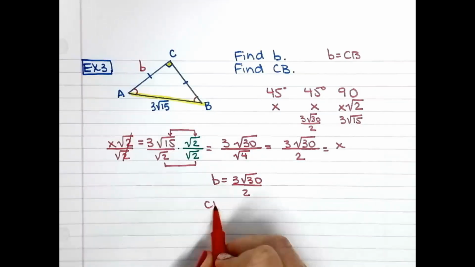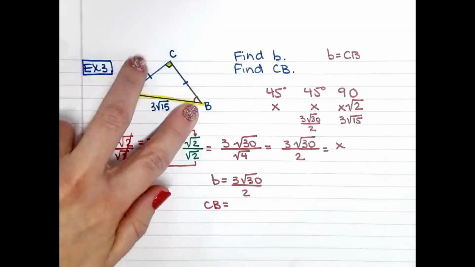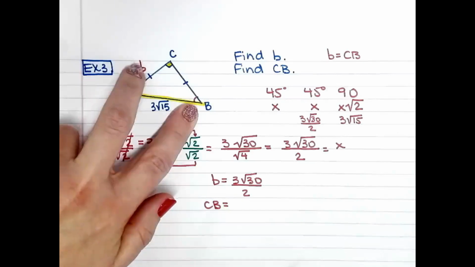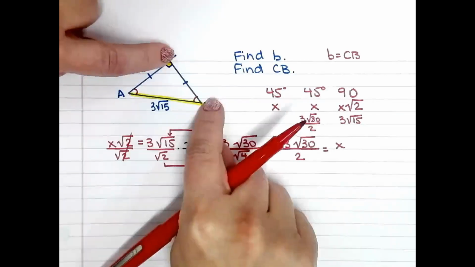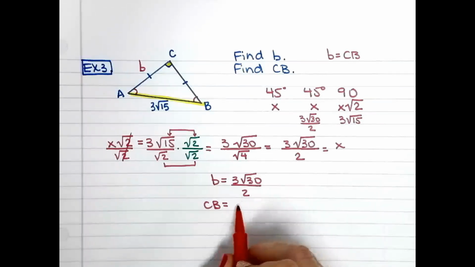And also CB, because we decided early on that this leg is congruent to this leg by definition of the right isosceles triangle. So CB is 3 square root of 30 over 2.